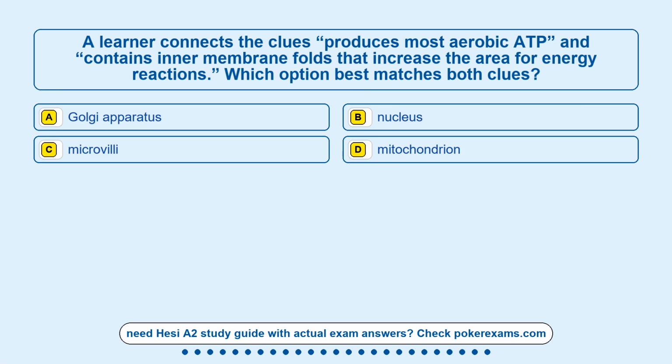Question 11. A learner connects the clues: produces most aerobic ATP, and contains inner membrane folds that increase the area for energy reactions. Which option best matches both clues? Option A, Golgi apparatus. Option B, nucleus. Option C, microvilli. Option D, mitochondrion. The correct answer is option D, mitochondrion.